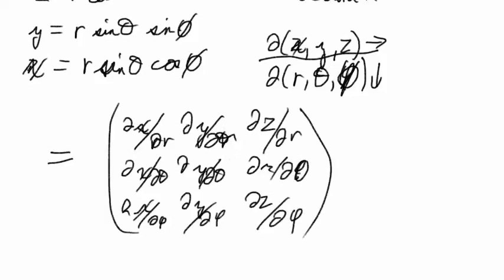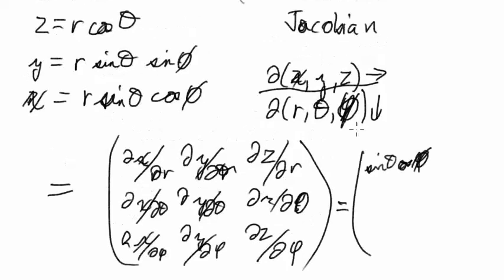It's basically taking all of these partial derivatives. For instance, del x del r is just going to be sine theta cosine phi. Del y del r is sine theta sine phi. Okay, and so let's do del x del theta. Since theta is here, it'll be r cosine theta cosine phi.